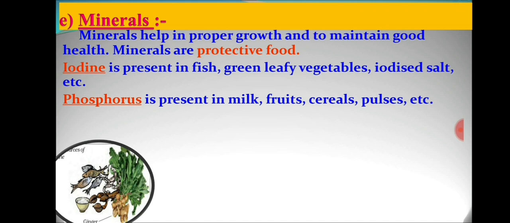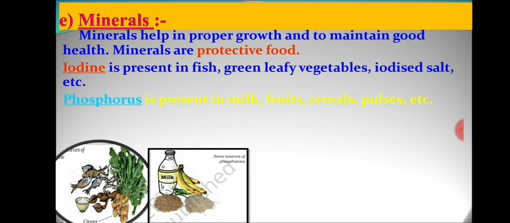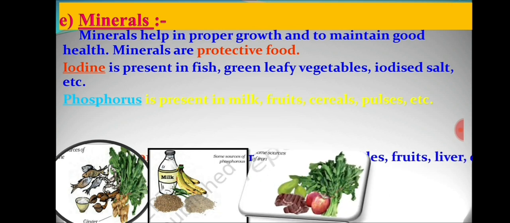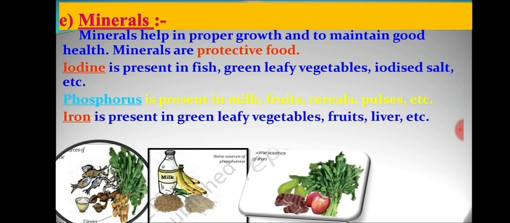Phosphorus is present in milk, fruits, cereals, pulses. Iron is present in green leafy vegetables, fruits, liver, etc. And this is very important for keeping us strong. If our blood is deficient of iron, we will suffer from anemia.